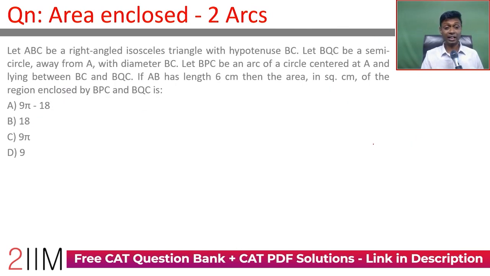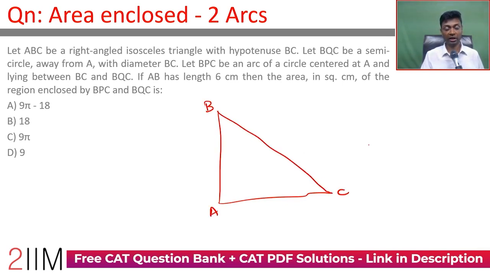Let ABC be a right-angled isosceles triangle with hypotenuse BC. So I am already liking this question. I like isosceles right-angled triangles. The sides are in the ratio 1:1:root 2, and the angles are 45, 45, 90. Let BQC be a semicircle away from A with diameter BC. The other semicircle would have passed through A because of the right angle. Let BPC be an arc of a circle centered at A and lying between BC and BQC.